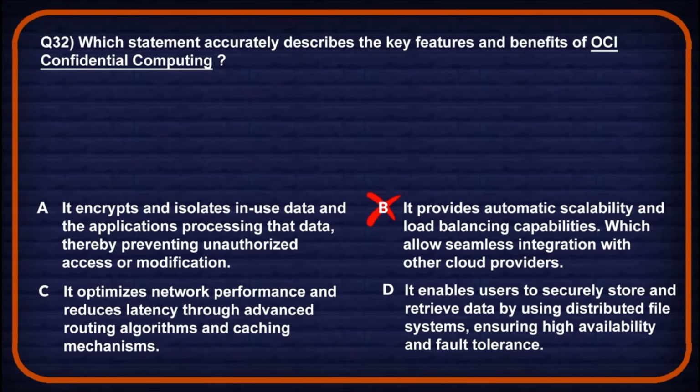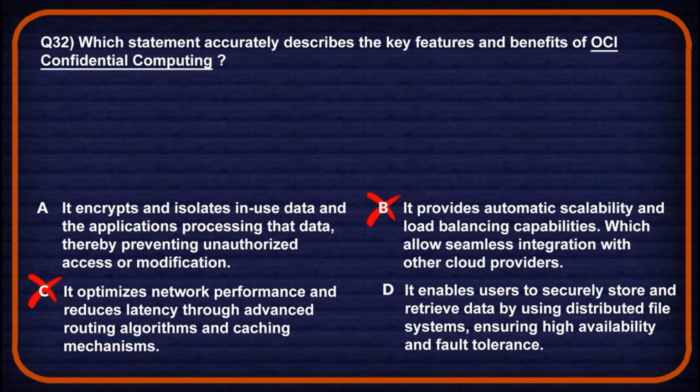Moving on to option number C, network optimization. It optimizes network performance and reduces latency through advanced routing algorithms and caching mechanisms. Network optimization and caching are performance features, not part of confidential computing data in use protection. So option C not a correct choice.